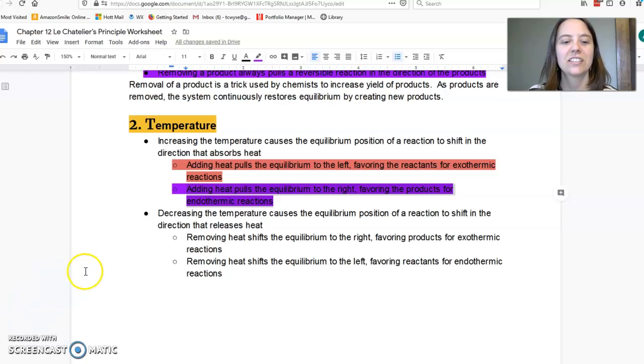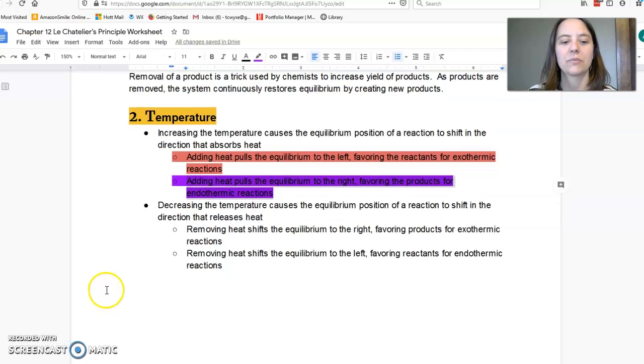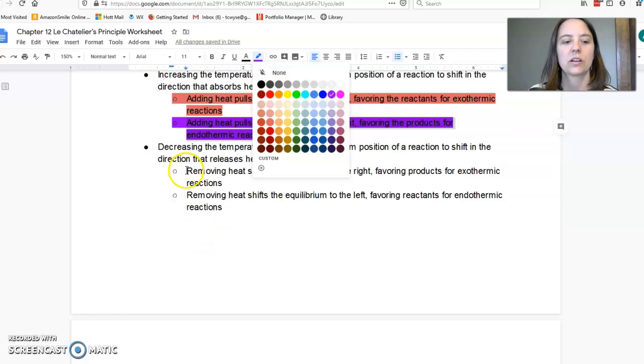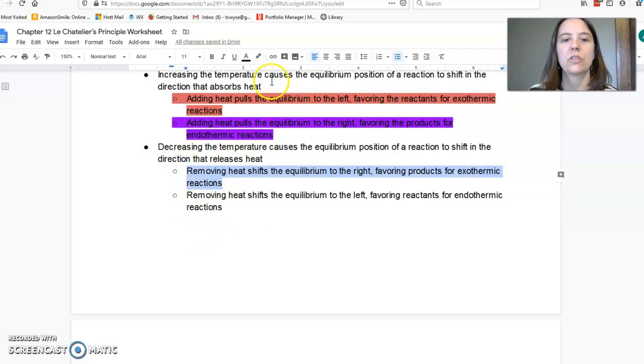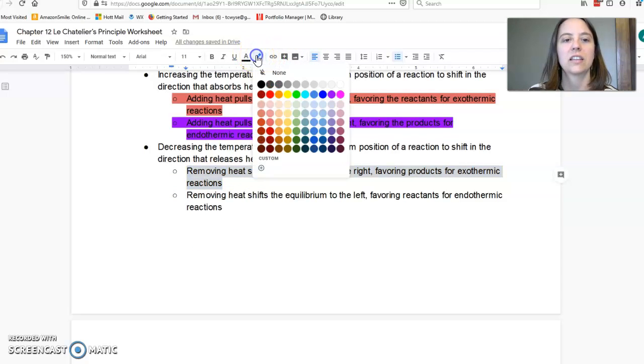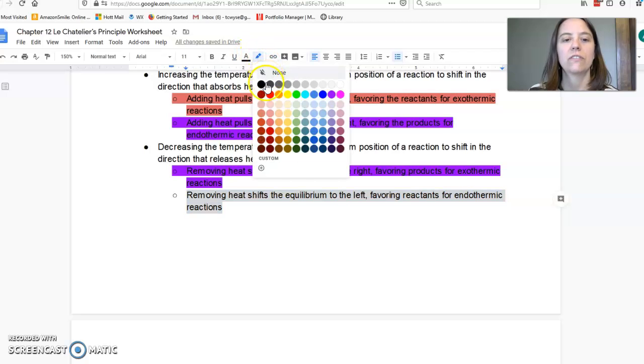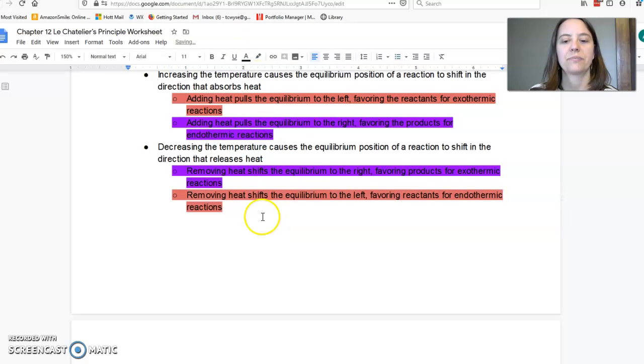Decreasing the temperature causes the equilibrium position of a reaction to shift in the direction that releases heat. Removing heat shifts the equilibrium to the right, favoring products for exothermic reactions. So if it's exothermic and you remove heat, that's going to favor the products. And if it's endothermic, removing heat shifts the equilibrium to the left, favoring reactants. So if you remove heat and it's an endothermic reaction, you will favor the reactants.